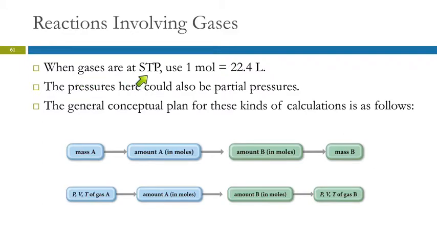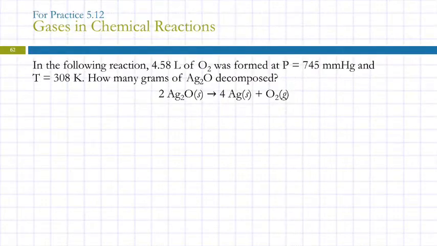At STP, it's much shorter because we can use this as a conversion factor and go from liters of gas directly to moles. We don't have to pull out the ideal gas equation. Okay? That's the general big idea. So let's do an example.